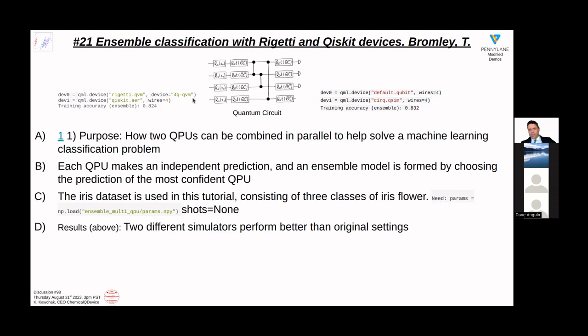So anyways, it gives you a ton of data, and the end result is basically I switched over to default.qubit, and then I also switched to circ.qsim, to try something different. And these are all the same. They're all 4 qubits. They're all the same circuits, the whole thing. So as you can see, the ensemble classification on the right did a little bit better.